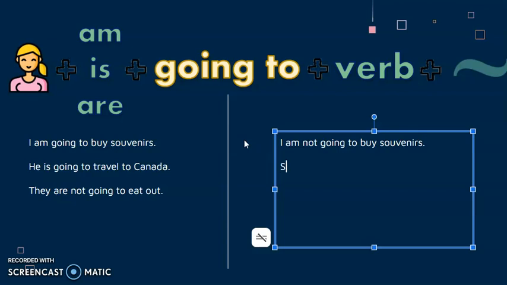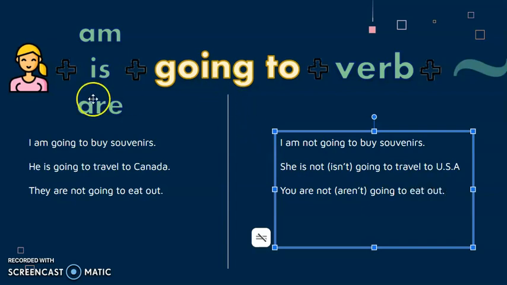Or she is not, or the contraction isn't, going to travel to USA. Or if my subject is you, you are not, or the contraction aren't, going to eat out.